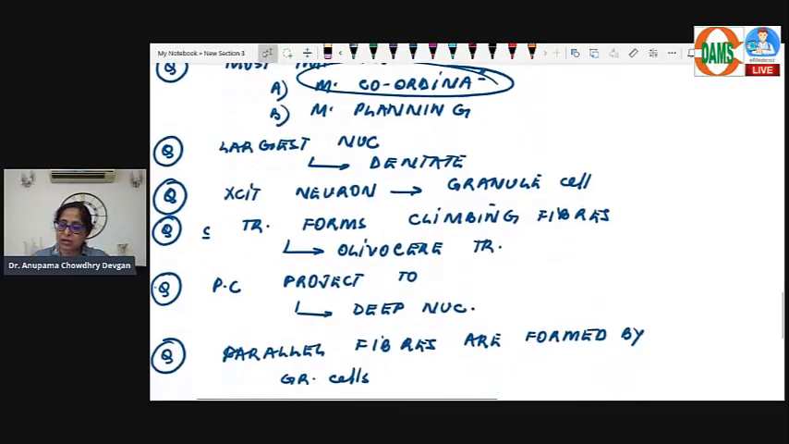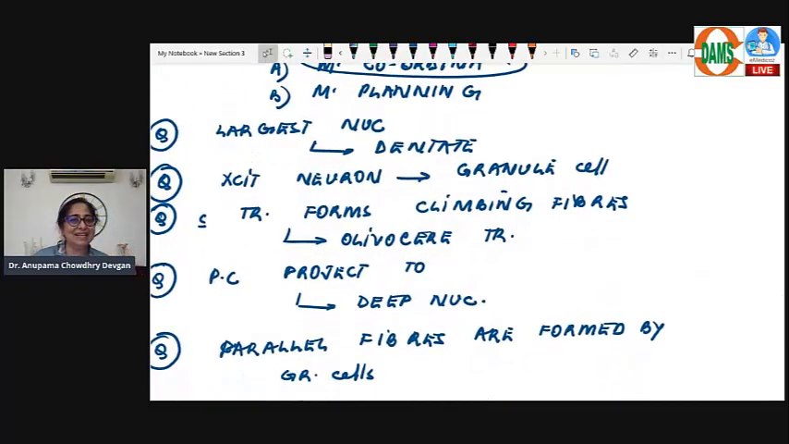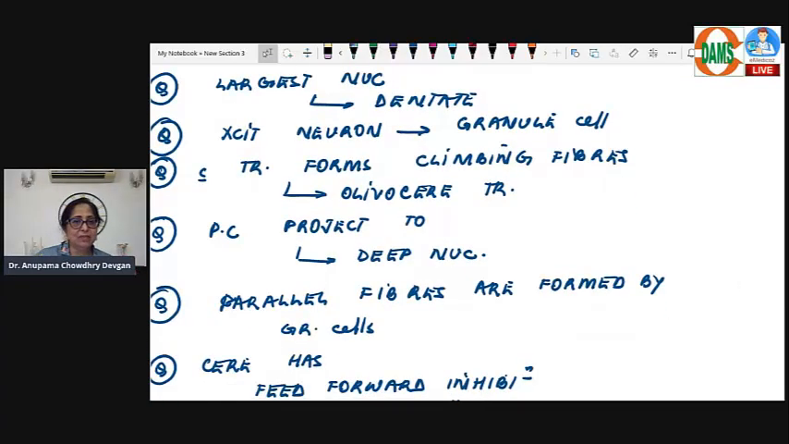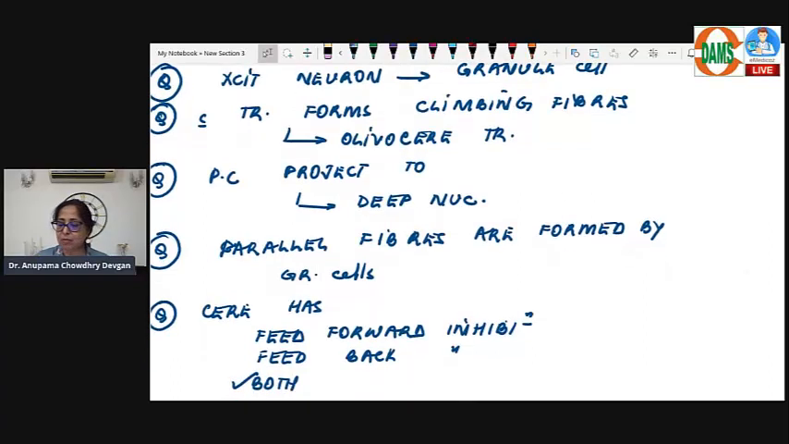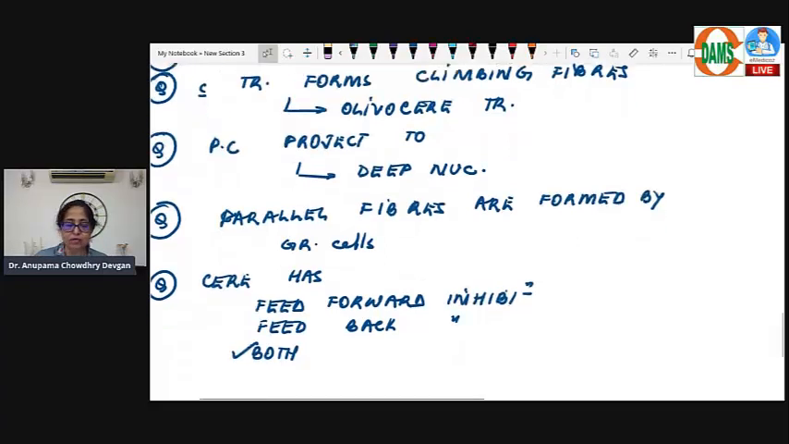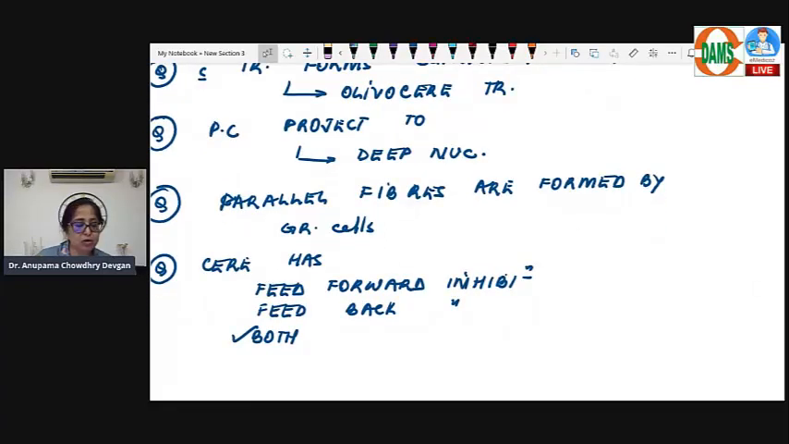Which is the largest nucleus of the cerebellum? The answer is dentate. Which is the excitatory neuron of the cerebellum? Granule cell. Which tract forms the climbing fibers? Olivocerebellar tract. Purkinje cell projects to deep nuclei. Parallel fibers are formed by fibers of which cell? Granule cells. Cerebellum has feed-forward inhibition, feedback inhibition, or both types of inhibition, and the answer is both types of inhibition.